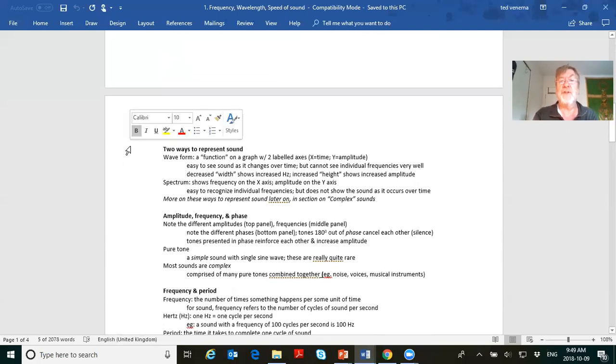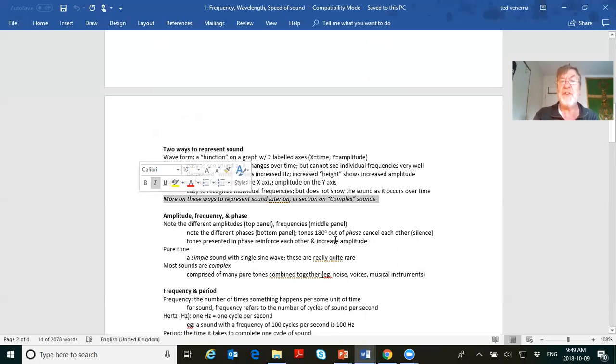Make sure you have a handle on 2 ways to represent sound. Sound can be represented as a sound wave or on a spectrum. And know the axes of a sound wave as opposed to a spectrum. Sound wave, horizontal is time, vertical is amplitude. Spectrum, horizontal is frequency, vertical is amplitude again. There are advantages and disadvantages of each one. Again, waveform, time and amplitude; spectrum, frequency and amplitude.